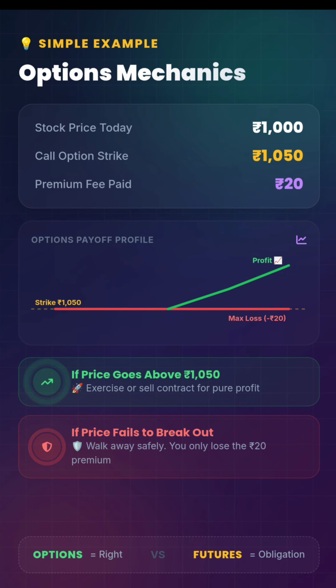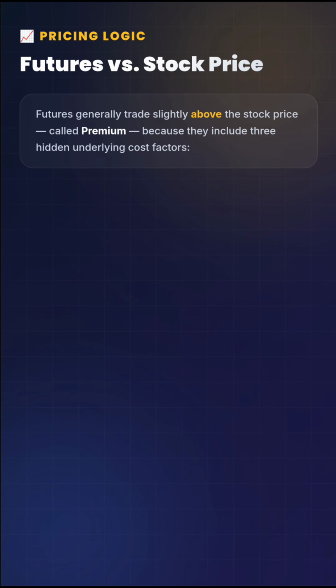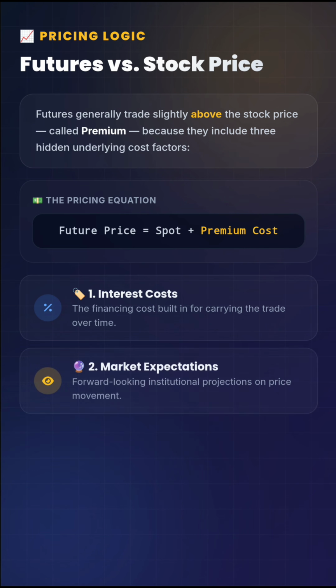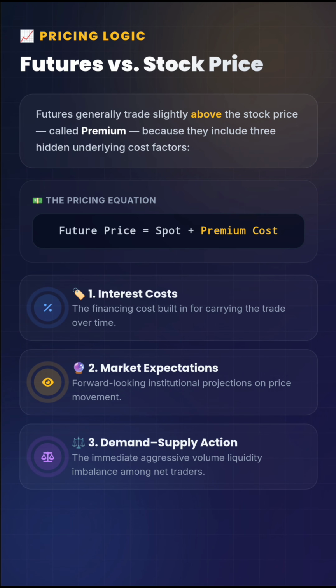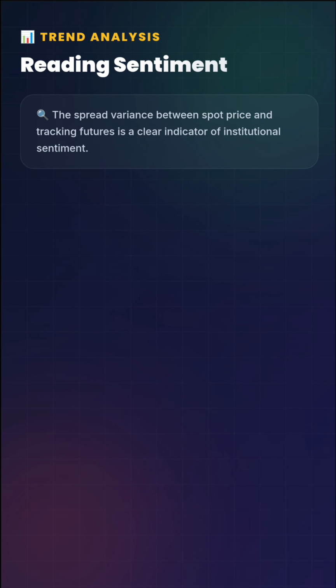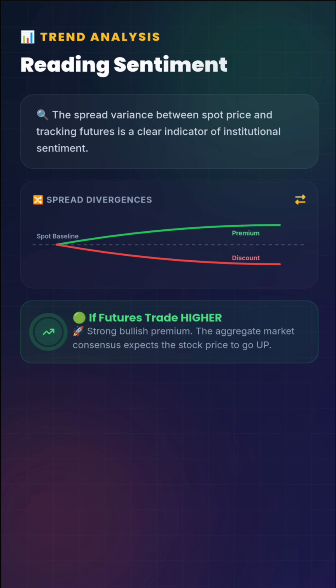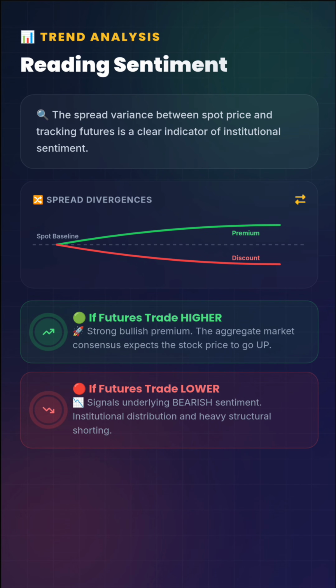Now, how do futures relate to a stock price? Futures generally trade slightly above the stock price, called premium, because they include interest cost, market expectations, and demand and supply of traders. If futures trade higher, it normally means that the market expects the stock to go up. If futures trade lower, it normally means that there is a bearish sentiment.